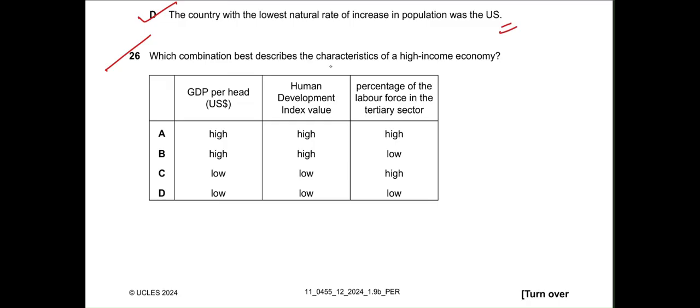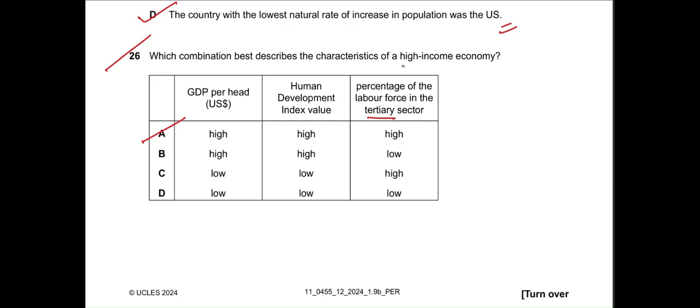Which combination best describes the characteristics of a high income economy? So in a high income economy, GDP per head should obviously be high, HDI should be high, and the percentage of the labor force working in the tertiary sector should also be high. So the right answer would obviously be A.